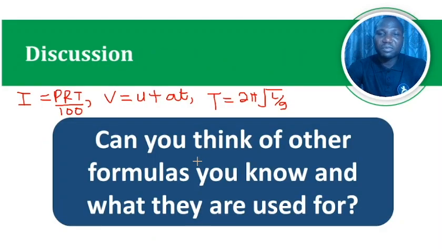Now, apart from these formulas, are there other formulas you can think of and what they are used for? Of course, like I said earlier, there are several formulas. For instance, we have I is equal to PRT over 100. That's the formula for calculating simple interest. And for those of you doing physics, I'm sure you're familiar with the second formula, V is equal to U plus AT. That's the first equation of motion. And T is equal to 2 pi square root of L over G. That's the formula for calculating the period of oscillation of a pendulum bulb.